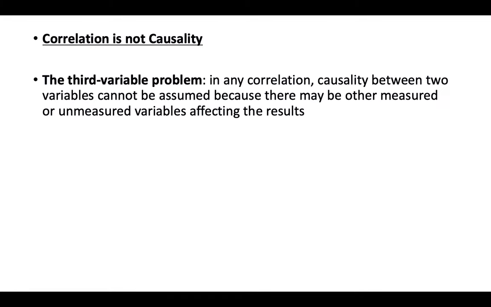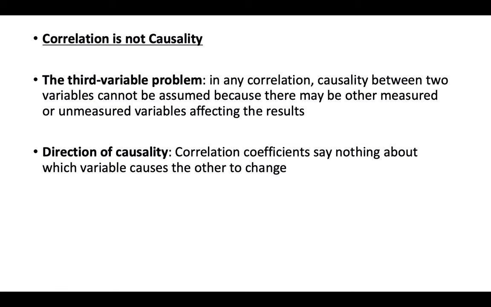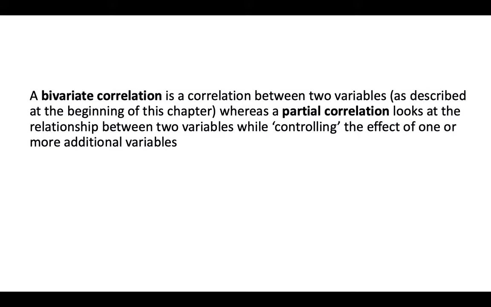The third variable problem. In any correlation, causality between two variables cannot be assumed because there may be other measured or unmeasured variables affecting the results. For example, seeing other people eating sweets can also influence our habits of buying sweets. And the direction of causality: correlation coefficients say nothing about which variable causes the other to change. So correlation cannot be interpreted as causality.